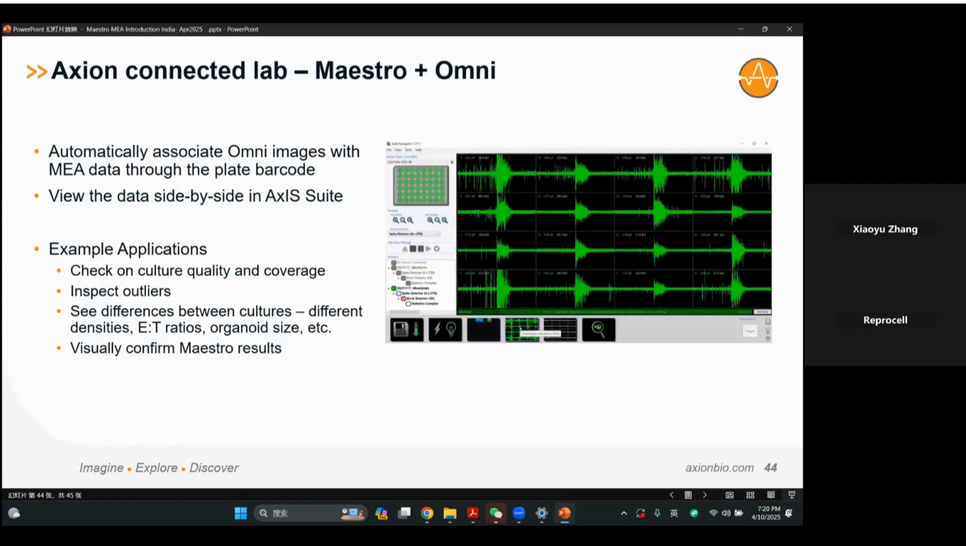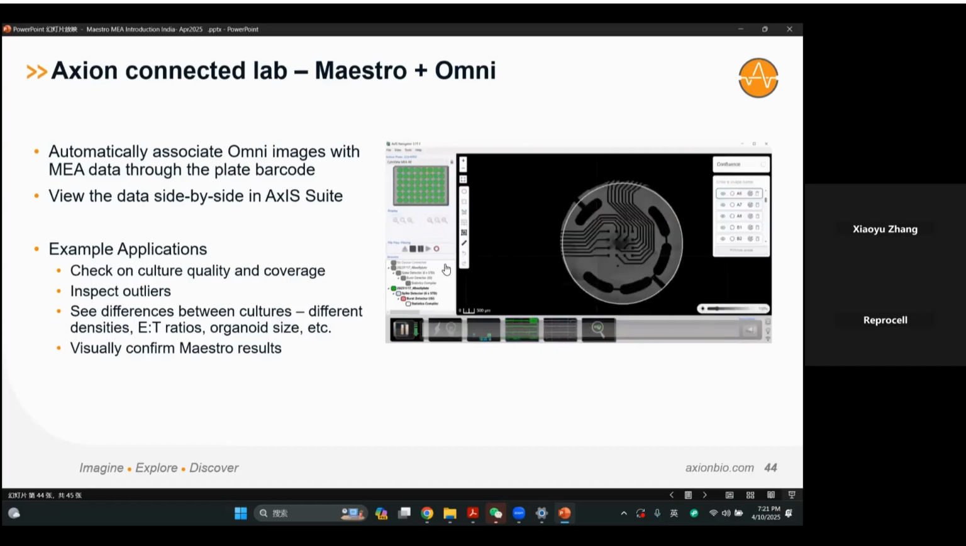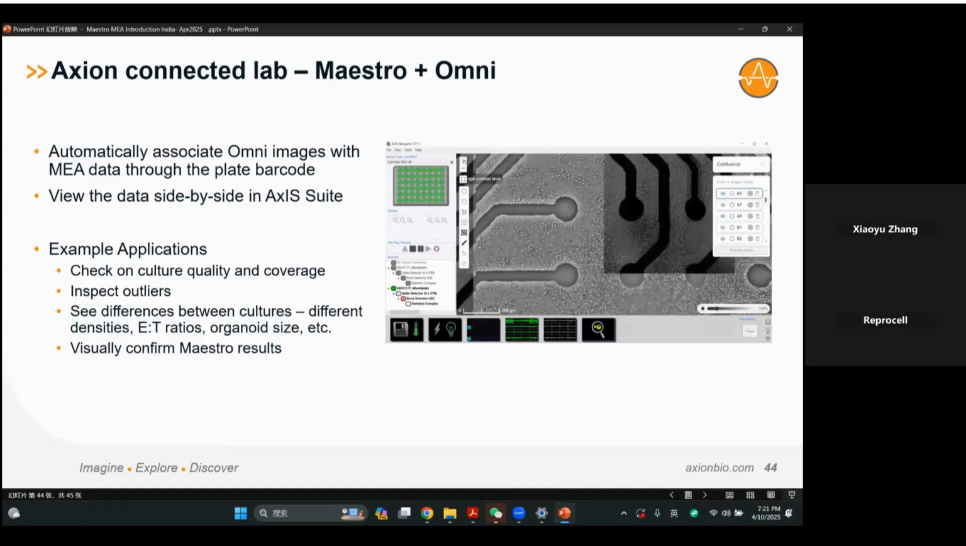So with those 2 systems, all you need to do is just use OmniFL to scan your MEA plates, and then the images can be uploaded to the cloud. And with our software, the Axis Navigator, there is a video here I will show you. The Axis Navigator can automatically download the images scanned by the Omni, according to the barcode of the MEA plate.